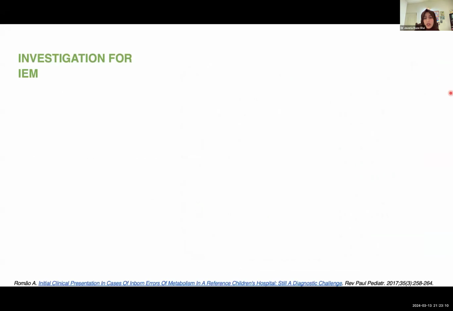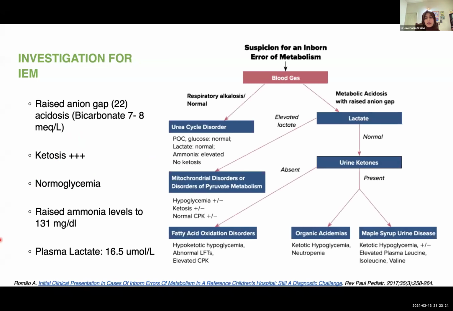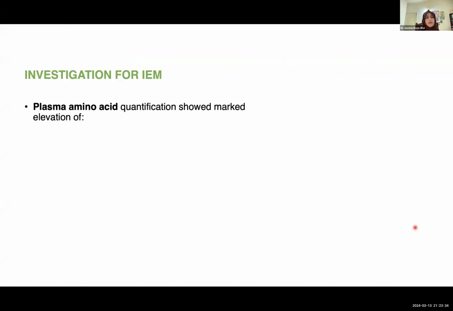So considering the sibling deaths with the same course, acidosis on presentation and specific neuroimaging findings, we extended the workup for metabolic error, and we found raised anion gap, ketosis, and hyperammonemia with a normal lactate. So here we have a child with metabolic acidosis, normal lactate, and urinary ketones. So we immediately sent the organic acids and the plasma amino acids.